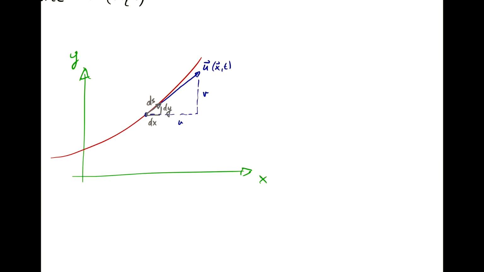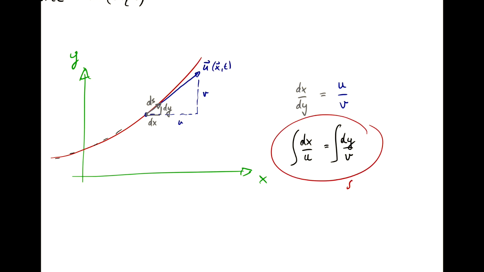And so from simple trigonometry, you realize that the equation for the streamline is simply given as dx over dy is equal to u over v. Or in other words, dx over u is equal to dy over v. And so if you want to find the entire streamline that I've drawn, not just that infinitesimal segment, then we integrate dx over u, dy over v. And so this is the equation for the streamline throughout the flow field.